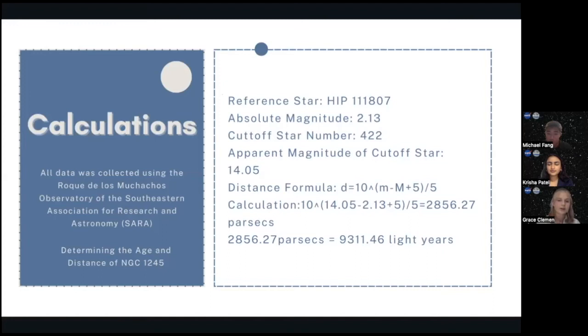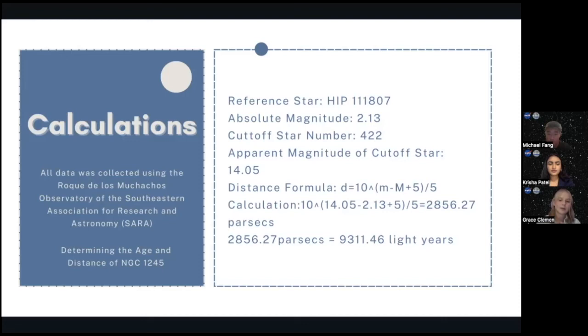And so for our calculations, we have to find an absolute magnitude, and we can't tell that based off of our data. So we have to find a star that has a very similar B minus V to our cutoff star and use that absolute magnitude. So we decided on a reference star of HIP 111807 with an absolute magnitude of 2.13, and its cutoff star number is 422, with the apparent magnitude of the cutoff star being 14.05.